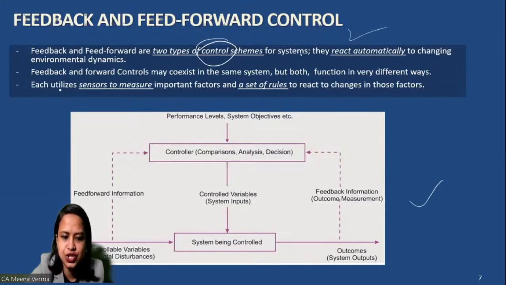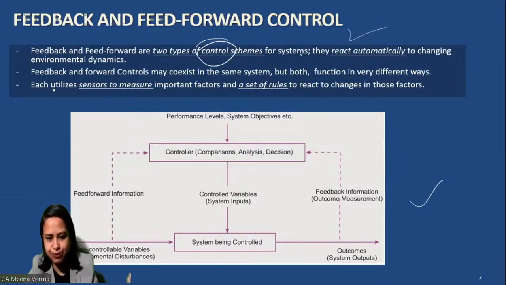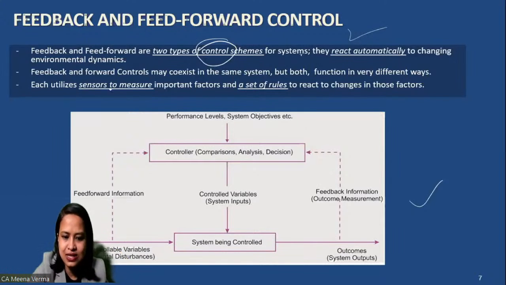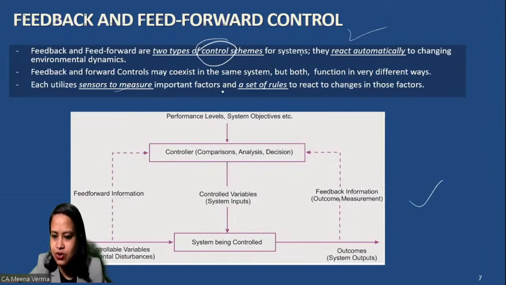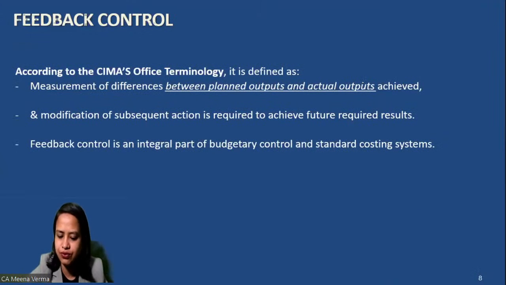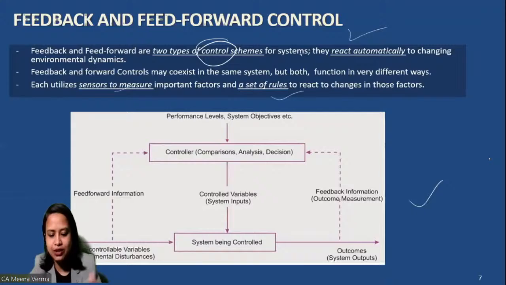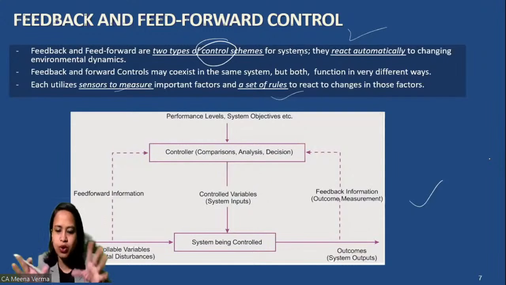Both the feedback control system and the feed forward control system utilize sensors to measure these things, and a set of rules to react to changes in those factors. So in case any variances arise, how will you react, how will you respond? I hope you understand how we react in both situations.